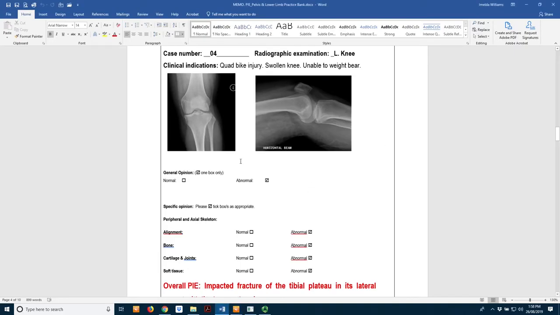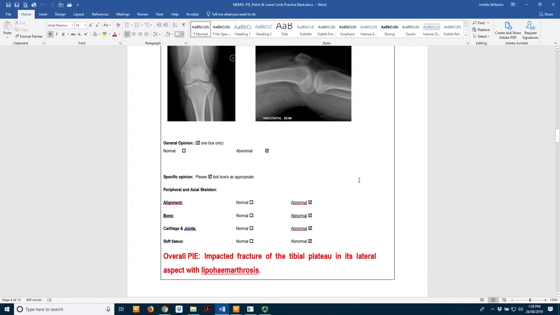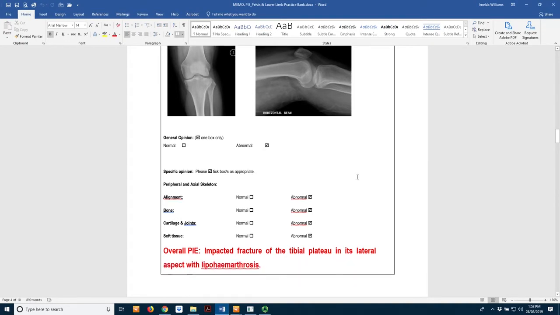So going back to our form there, it is clearly abnormal. The alignment is abnormal, we've shown that. And then the bone is abnormal because of the fracture. It's within the joint, the knee joint, so that is abnormal. And the soft tissue is abnormal because of the lipohemarthrosis. So the overall PIE is that there is an impacted fracture of the tibial plateau in its lateral aspect with lipohemarthrosis. And I should have mentioned that this is, of course, the left side.